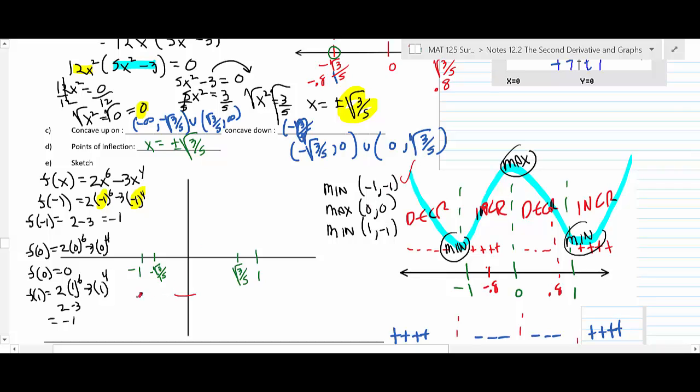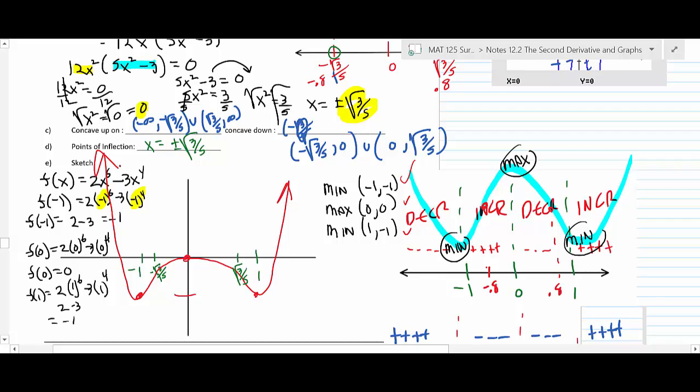So let's just put a dot there. You have a max at (0, 0). You have a minimum at (1, -1). And then you can sketch it like this. It doesn't have to be perfectly accurate, but you're going to be concave down, then the concavity changes. Concave down, concavity changes. That's what your graph looks like.